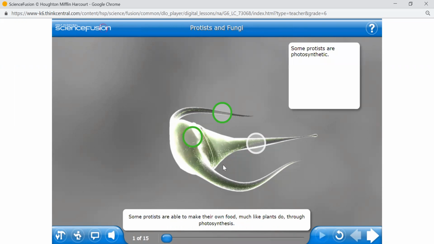Some protists are able to make their own food, much like plants do, through photosynthesis. As you might imagine, these types of protists would not be able to live in the deep ocean because light levels there would be too low for photosynthesis to occur.